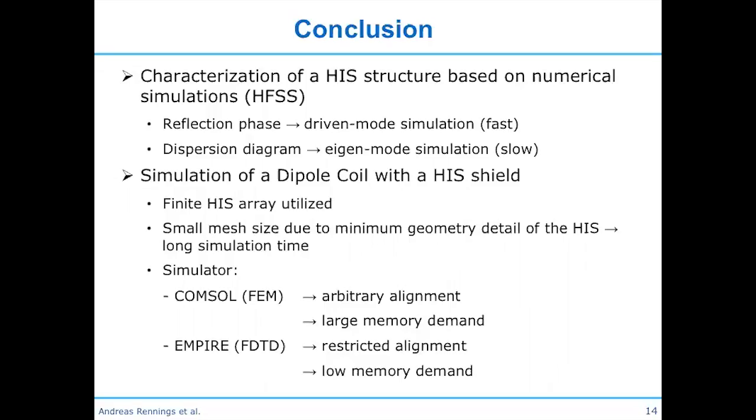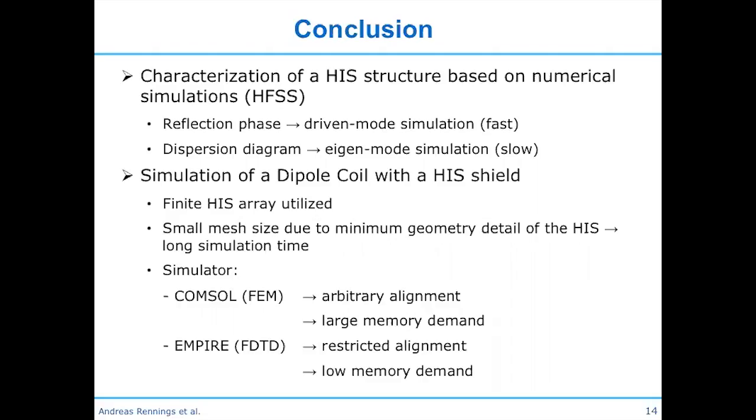Then we put this HIS shield behind the dipole, and I showed to you that we have improvements, a broader B1 plus, and also more penetration depth. The difference is not huge, but at least for the multi-channel arrangement, we could clearly indicate that we get an improved B1 plus magnitude distribution inside the phantom.